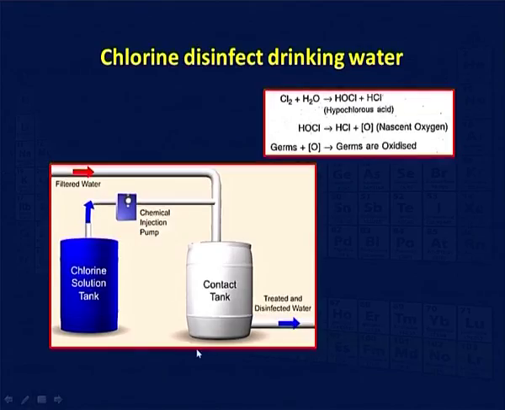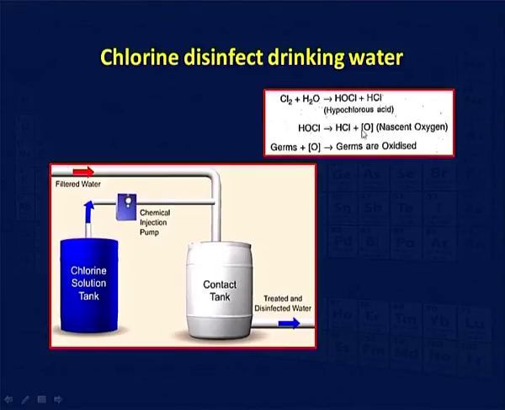This is the setup for the treatment of water for disinfection. It is the chlorine solution tank which has been attached to the tank of water. This is the supply of the water and after that the chlorinated water can be collected through the outlet. This is the reaction of chlorine with water which forms hypochlorous acid. This hypochlorous acid is converted into nascent oxygen and this nascent oxygen is going to kill the germs.